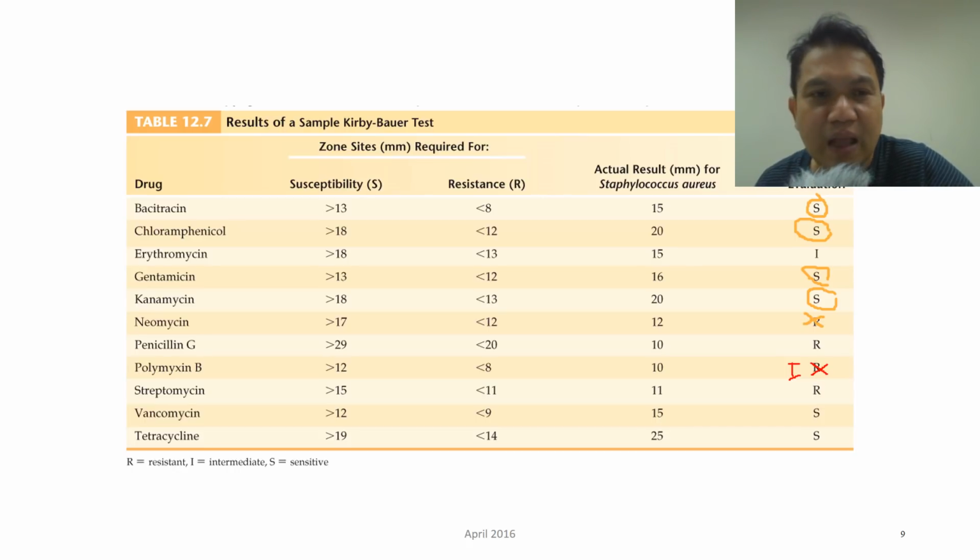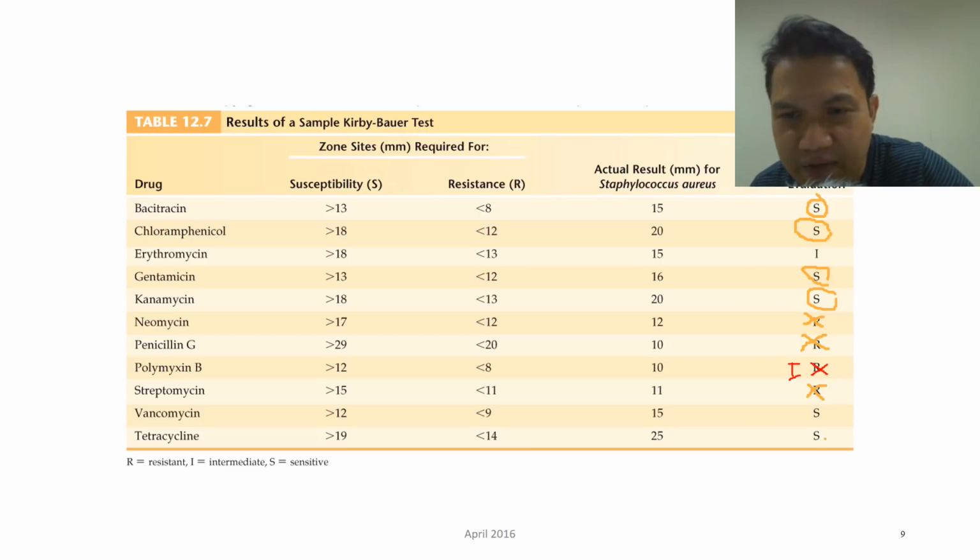What about penicillin? Of course, useless also. It's a very outdated antibiotic anyway. Streptomycin, also useless, throw it away, no need. Tetracycline, can, very good, it works. Vancomycin, yes, very good, it works.